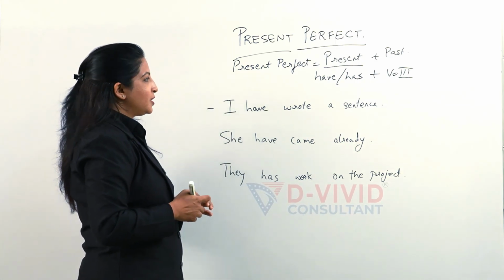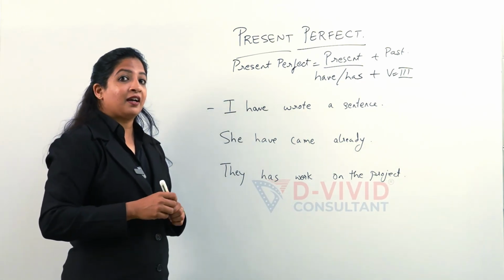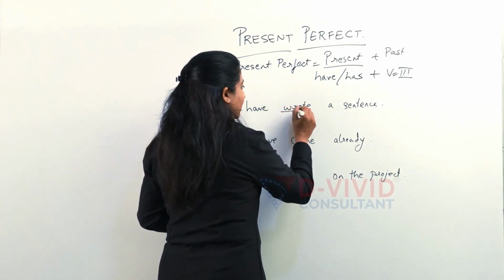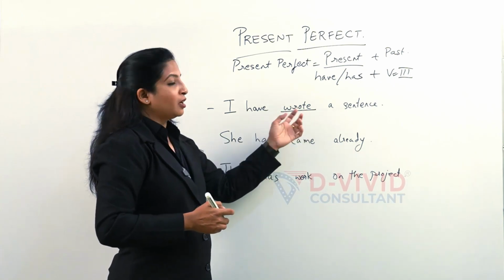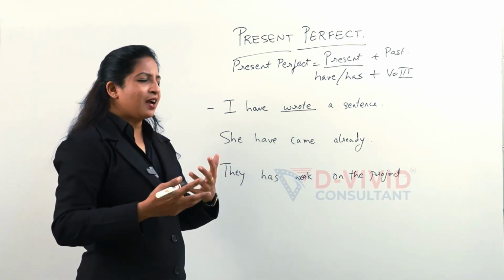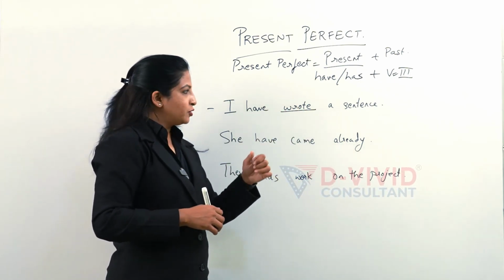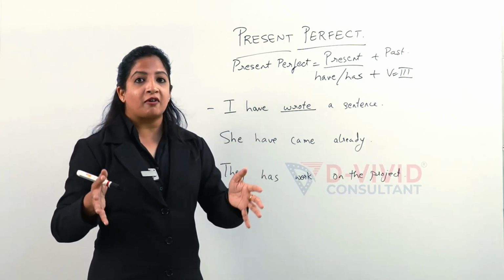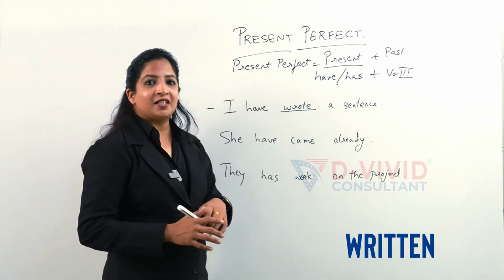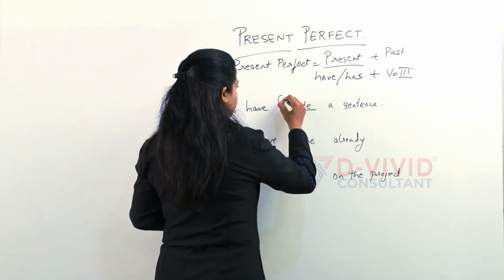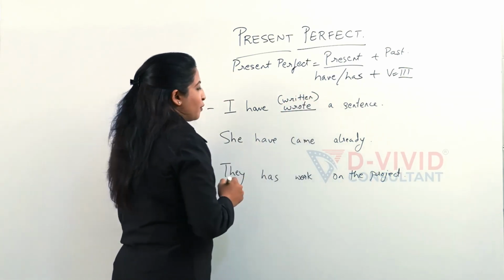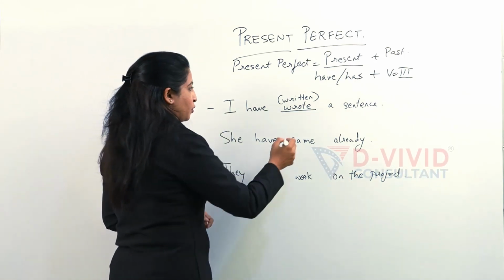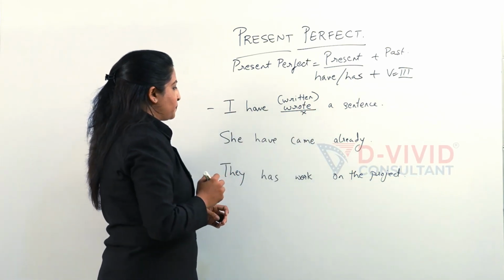So first sentence, I have wrote a sentence. Now what is the error? The error is right here in the main verb. I have to use the third form, and by mistake I have written the second form. So what is the third form of write? It is written. So I'll have written as my answer. So wrote is incorrect.